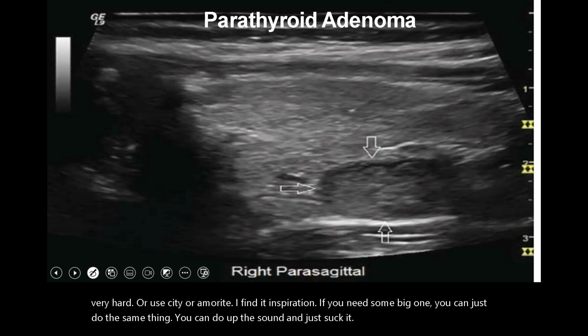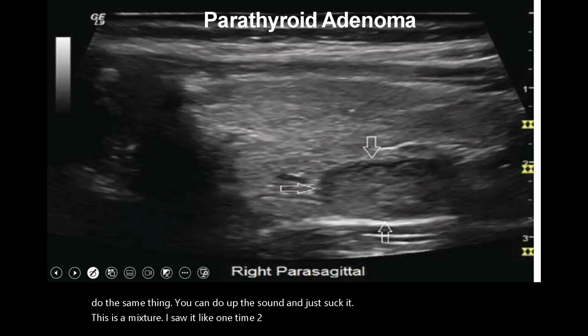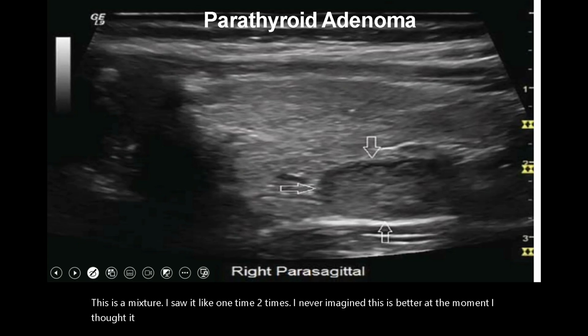This is the picture. I saw it like one time, two times. I never imagined this was a parathyroid adenoma. I thought it was a cyst or something, and it looks like just a normal structure. This is how it looks, parathyroid adenoma.